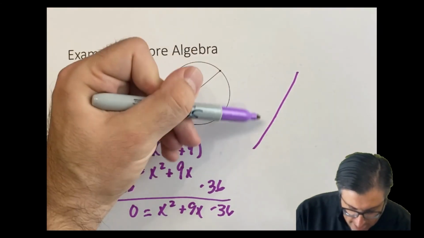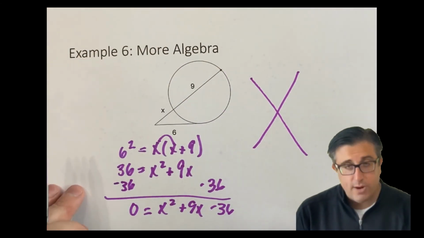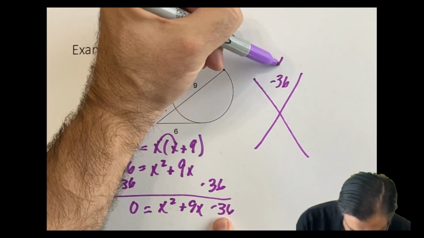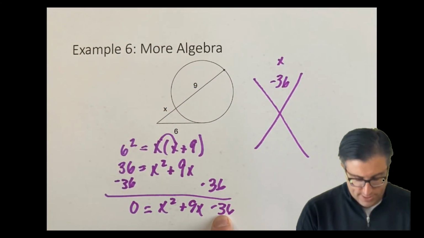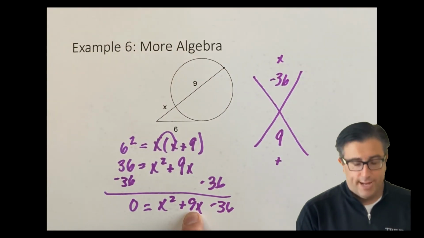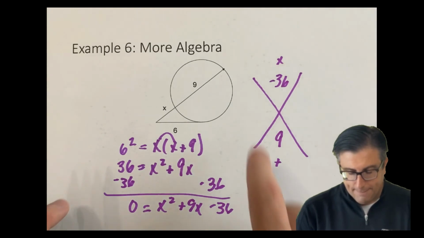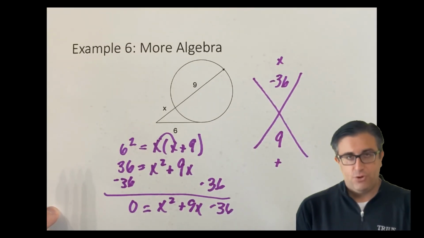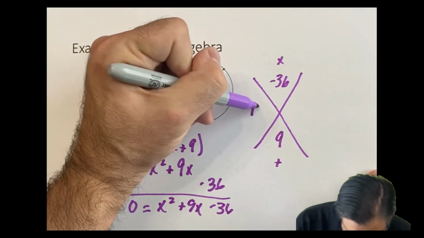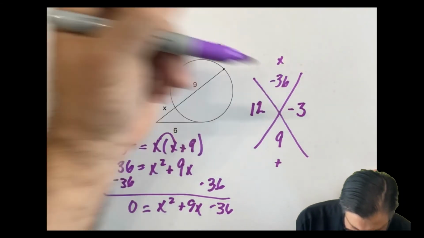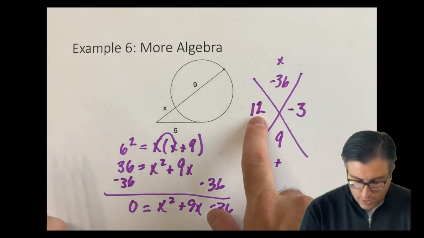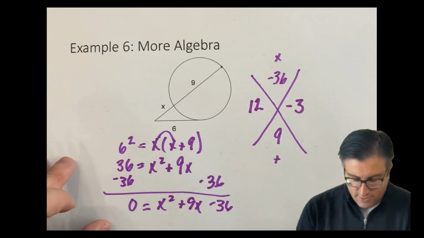That means I need to factor. So I draw in my x factor. Hopefully this is somewhere in your brains. Negative 36 goes up top. I need two numbers that multiply to be negative 36. 9 goes at the bottom. I need two numbers that add together to be 9. So two numbers that multiply to be negative 36, but add to be a positive 9 are positive 12 and negative 3. 12 times negative 3 is negative 36. 12 plus negative 3 is positive 9.